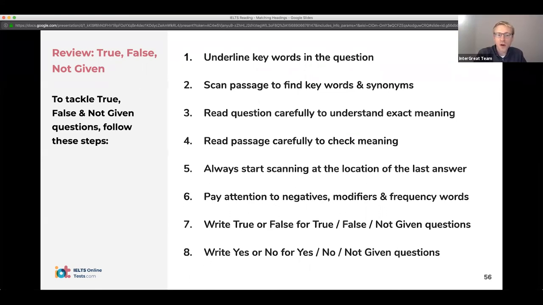I think one area that's useful to focus on as well is things like the negatives and the modifiers. So if it says most of the soldiers did this, but in the passage it says all, then you know that's false, because most is not the same as all. Whereas if it just says soldiers did something, then you don't know. Is it most? Is it all? We don't have enough information. It's not given. Okay.